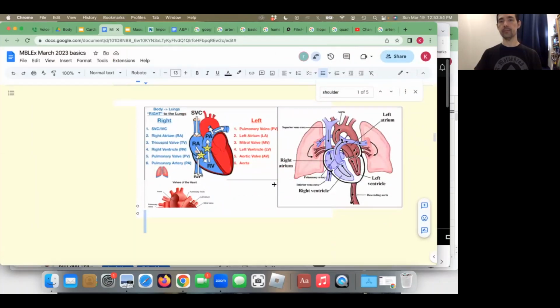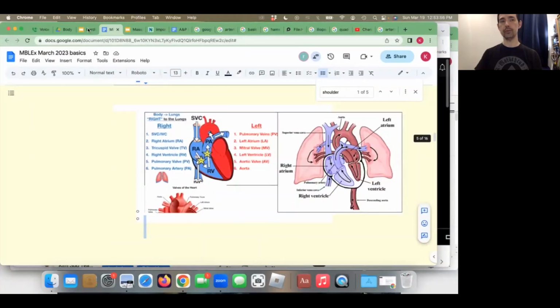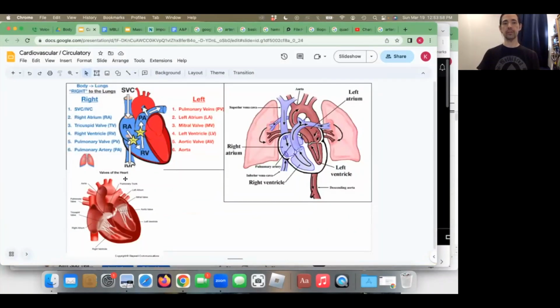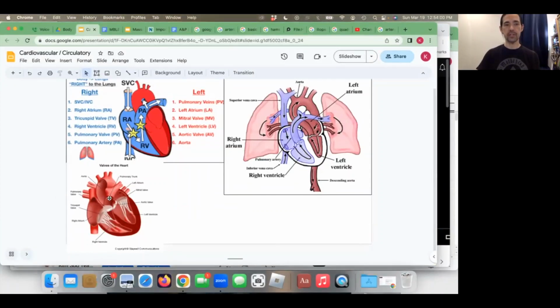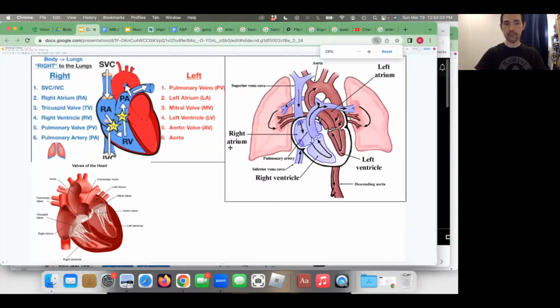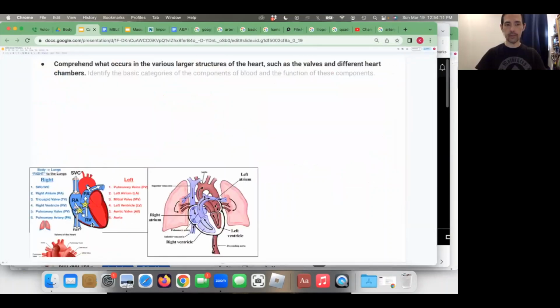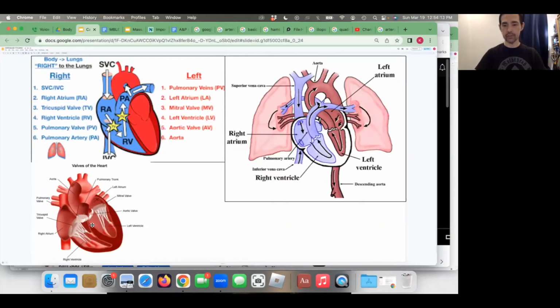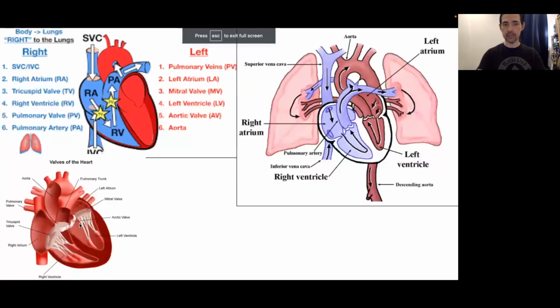If you go to the presentation, you'll also see this graphic of the heart. I'm sorry, the controls are a little challenging for me sometimes.